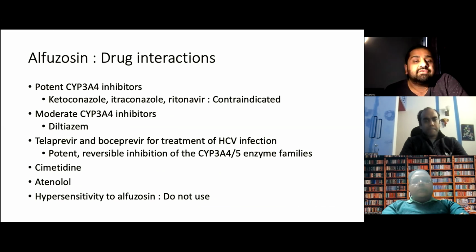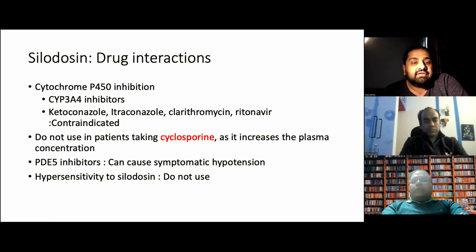In terms of alfuzosin, it again has CYP3A4 inhibitors, including ketoconazole, itraconazole, and ritonavir. Moderate activity is seen with CYP3A4 inhibitors like diltiazem. With HCV drugs also, and along with concomitant liver dysfunction, these drugs have to be taken into consideration. We should avoid them. And also, in hypersensitivity cases, we need to avoid these drugs.